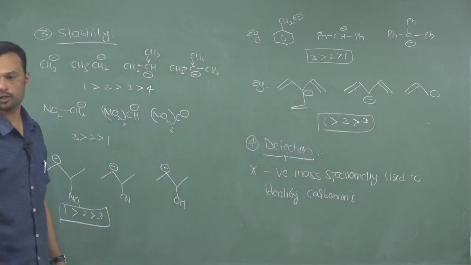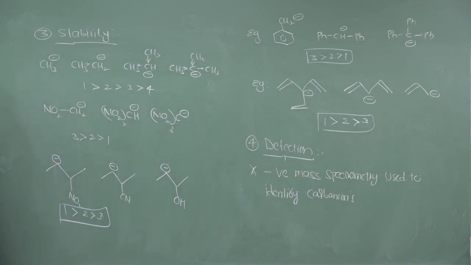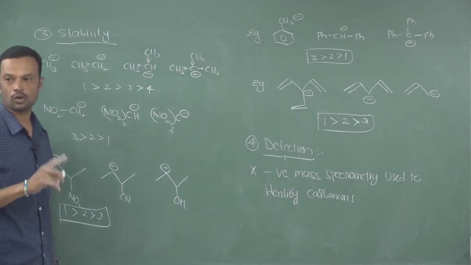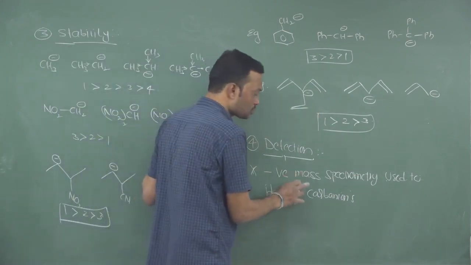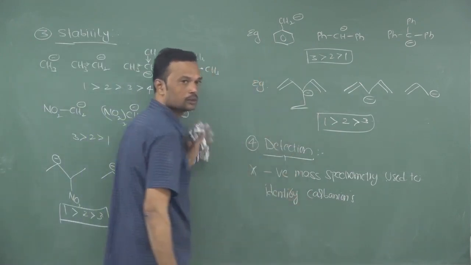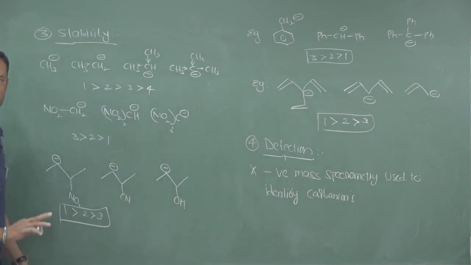It is not included in your syllabus. It is one of the easiest methods, but that instrumentation is expensive in cost. That's why even in your IITs and central universities this is not available. But it exists. Negative mass spectrometry is there, but it is too expensive.